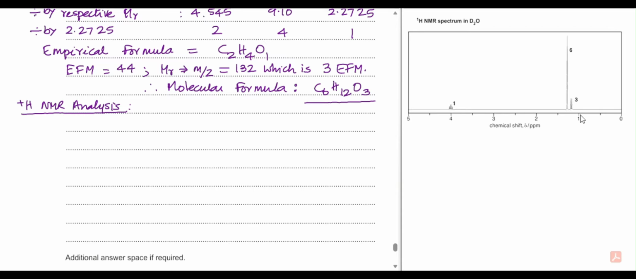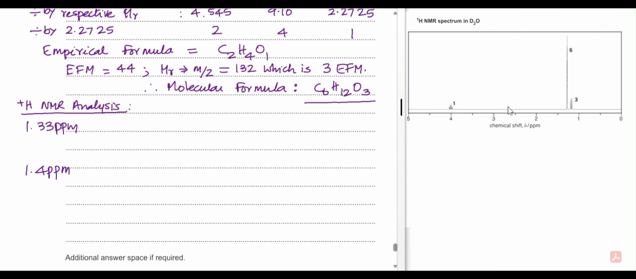So the first one is less than 1.5, so around 1.3, and this is around 1.4. So let me write this as 1.33 ppm, 1.4 ppm, and then this is 4 ppm, and we have got 2 more which were there when it was not done in D2O, that is 11 ppm and 3.6 ppm.